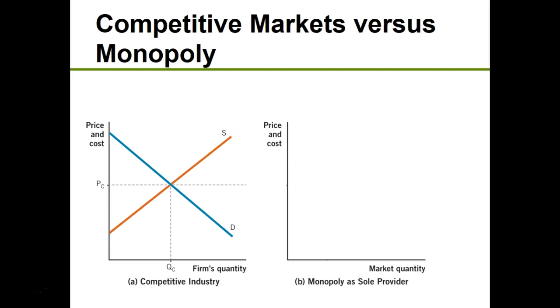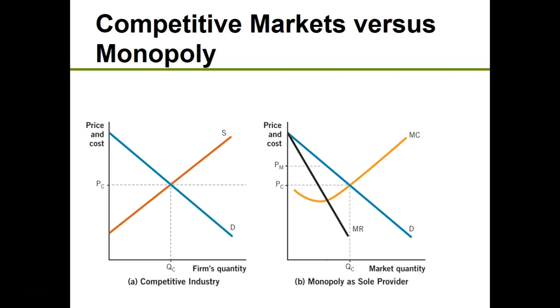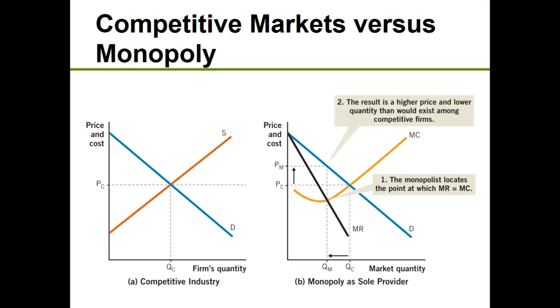Now, if instead this firm were a monopolist, and we consider the monopolist outcome, again, we can show PC and QC there at the intersection of marginal cost and the demand curve, and then we can compare it to the outcome under the monopolist, which is found at the intersection of MR equals MC. This causes an increase in price and a reduction in quantity, and so now we can compare the outcome of the monopolist to that of the perfect competitor.